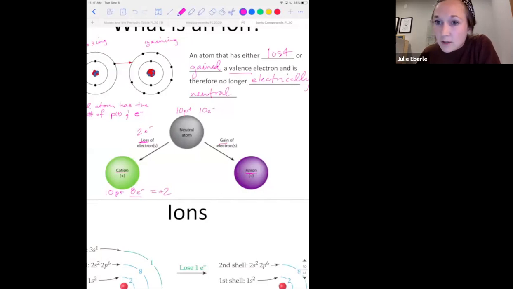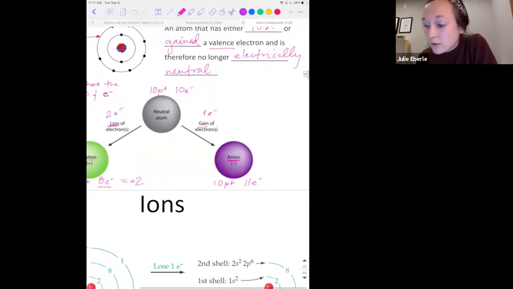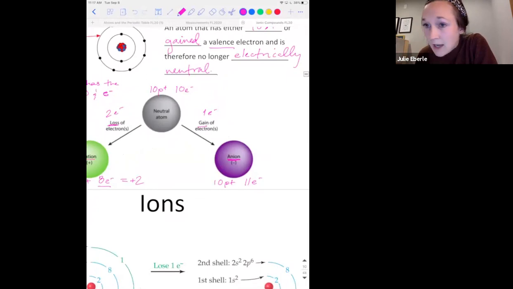So again, let's follow this thought. If we have 10 protons and 10 electrons, what if we gain 1 electron? Now we still have 10 protons, but we have 11 electrons. What's our charge overall? +10 and -11 gives you -1, okay? We could follow it through if we gain 2 valence electrons. If we gain 3 valence electrons, you would have a -1, a -2, or a -3 anion, okay?